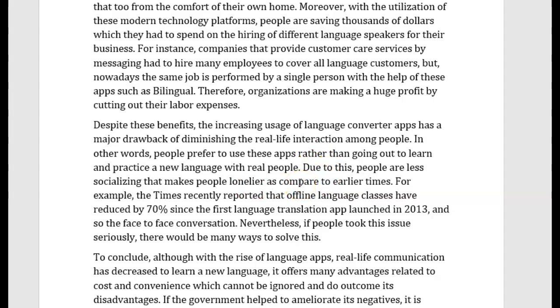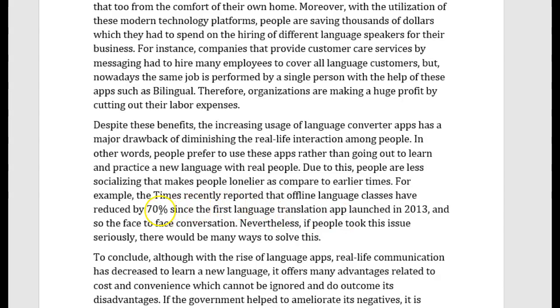For example, the Times recently reported that offline language classes have reduced, no, not have reduced, have shrunken, have fallen in popularity. That's a better expression. Since the first language app launched in 2013, and so that's awkward. I know what you're trying to do here. I'm just trying to see if I can fix it for you.